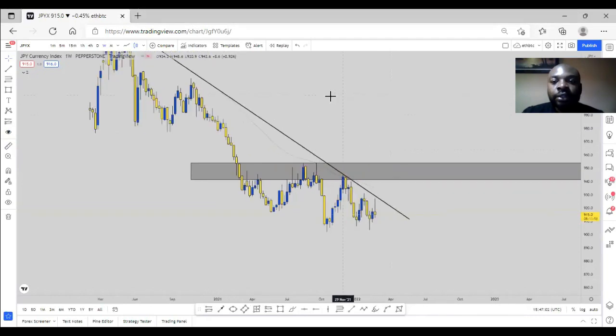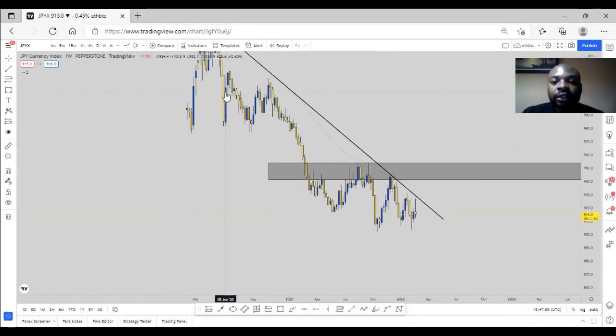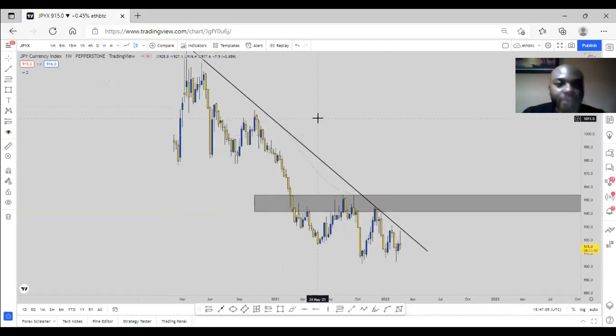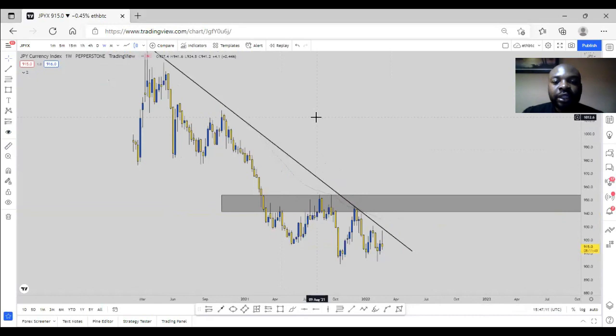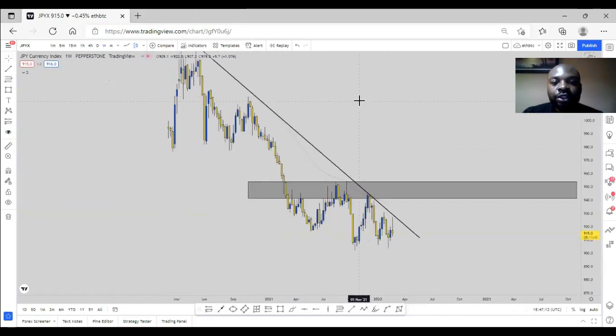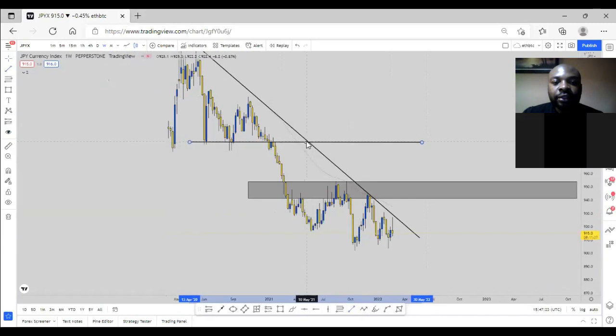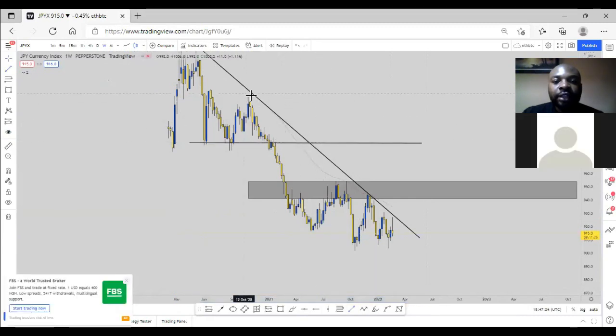So when I've been able to identify those levels on the higher time frame, the monthly chart, I move down to the weekly chart to see what structure is saying. Just barely looking at this, I can see that there was a level here, a level here, a level here. You can see how price broke below this level.